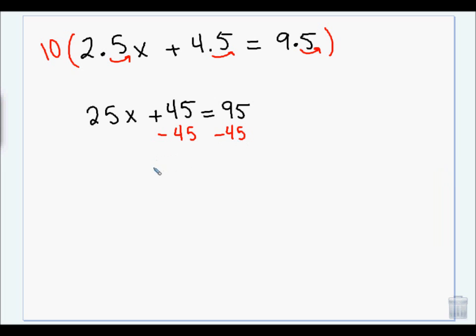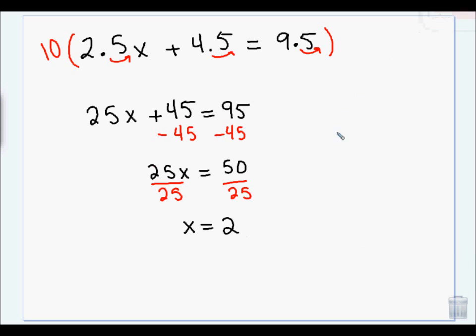So I get 25x is equal to 50. Divide by 25. And x equals 2.